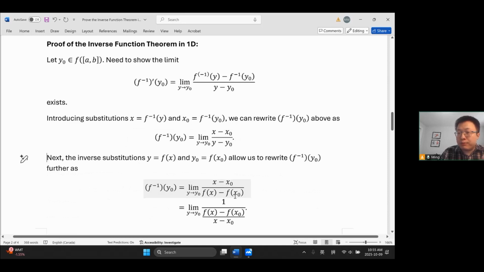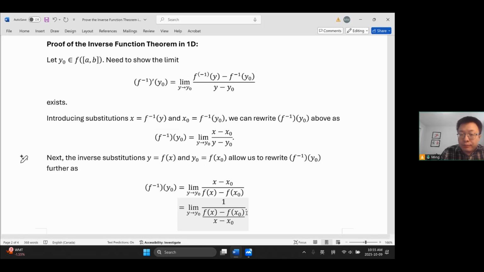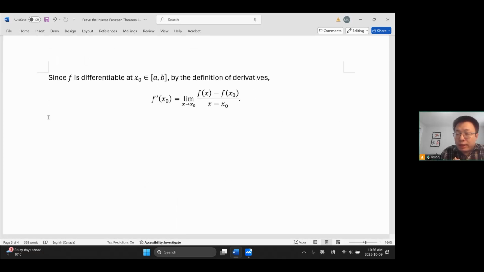And then we're going to perform an algebraic sleight of hand, that is, to bring the x minus x0 down to the denominator. The desired limit from the beginning is now written as the limit of 1 over (f of x minus f of x0) divided by (x minus x0) as y goes to y0. So far, we've only used the definition of derivatives, the definition of inverse functions, and an algebraic trick. And next, let's make use of the fact that f is differentiable.